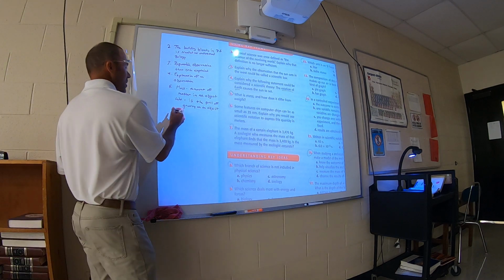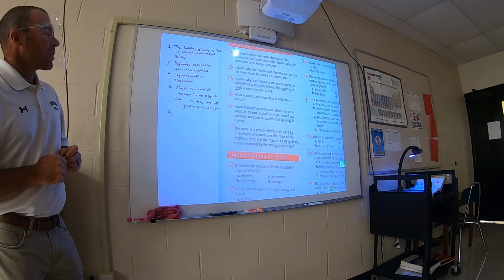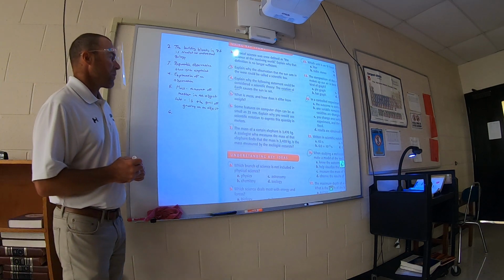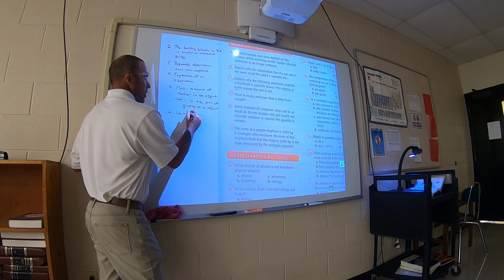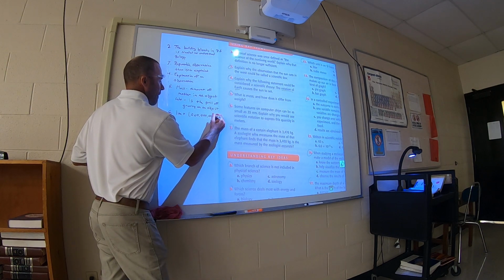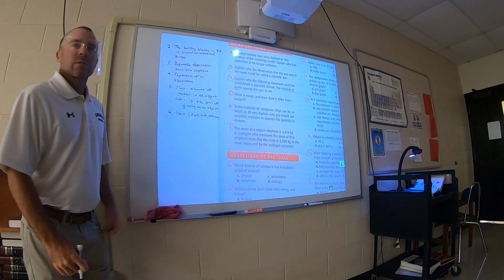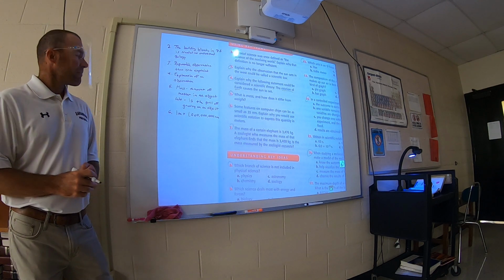Number 6, some features on computer chips can be as small as 35 nanometers. Explain why you would use scientific notation to express this quantity in meters. Well, we're going to say 1 meter is equal to 1 billion nanometers. So instead of writing all those zeros, we could write it in scientific notation.